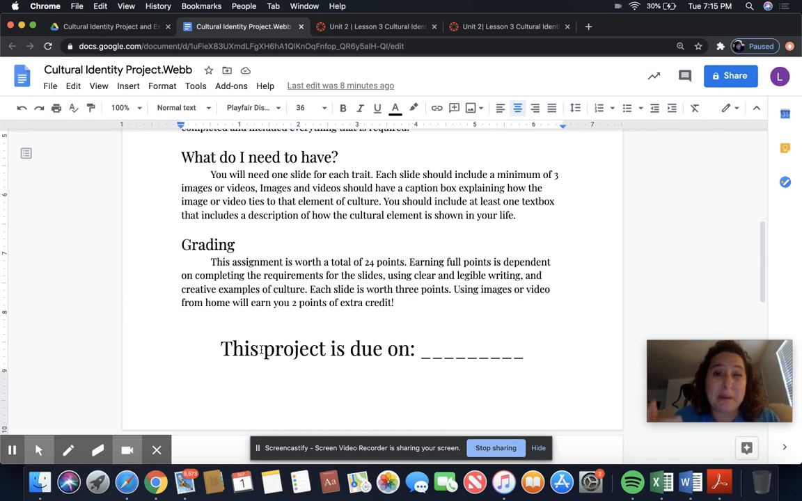how this ties to, maybe let's use food as an example. So if you're choosing food, I need to know how the food ties to the element of culture that you are explaining to me. So you need to include at least one text box that includes a description of how that culture element is shown in your life.